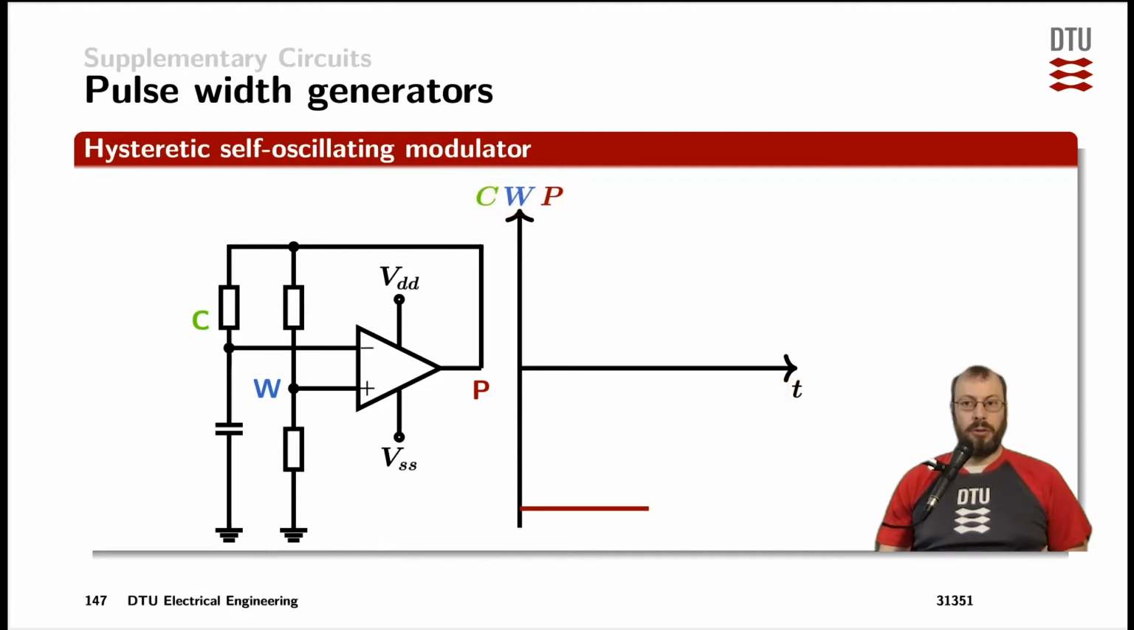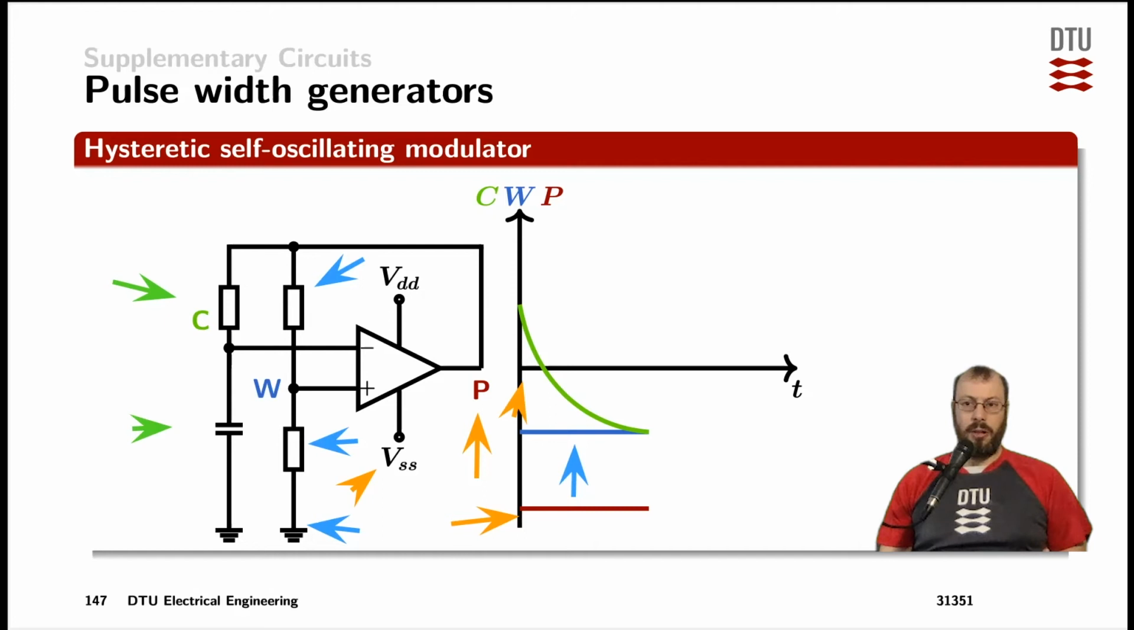Let's assume to start with that the pulse signal at the output at the time 0 just switched to the negative output of the comparator, which is very likely to be VSS. Through the resistive voltage division from those two resistors here towards ground, the window is simply a divided signal towards ground. And the carrier signal is an RC discharging of the capacitor down here. So it's an exponential function approaching the pulse signal at the end.